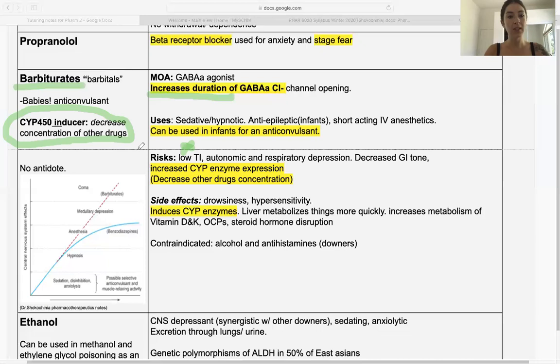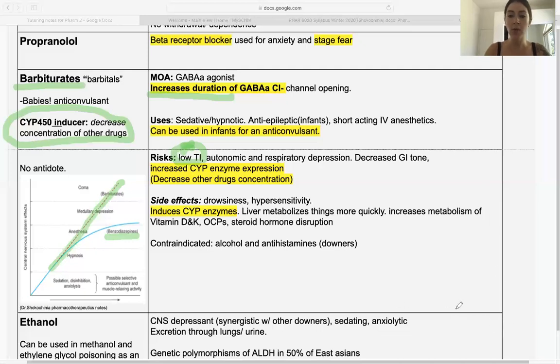Barbiturates have a low therapeutic index. That makes them dangerous. That means that the window you can prescribe them in is very narrow. And as you see, benzodiazepines are over here on this graph, a little bit more safe. With barbiturates, the concentration just increases. So you need to really be careful with the dosing of barbiturates because you could overdose much more easily than with a benzodiazepine.